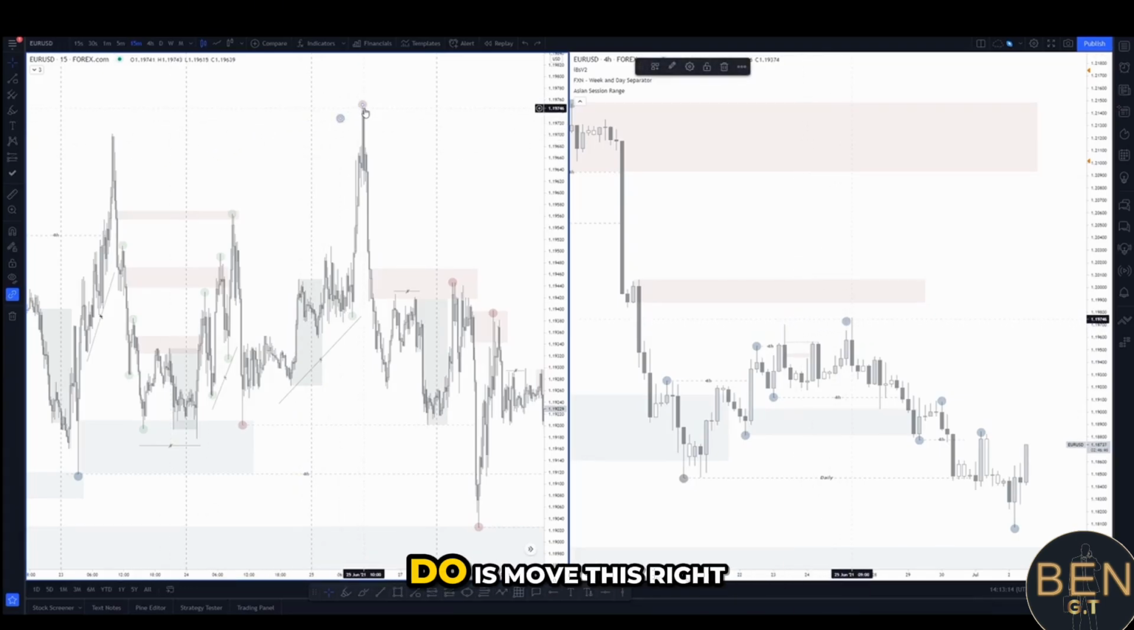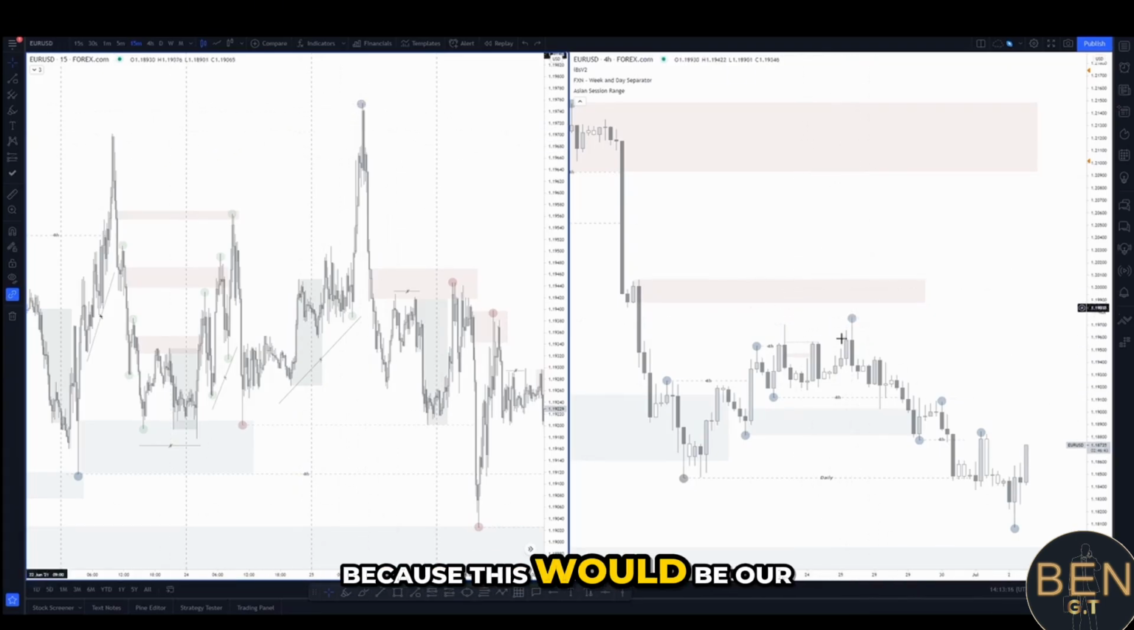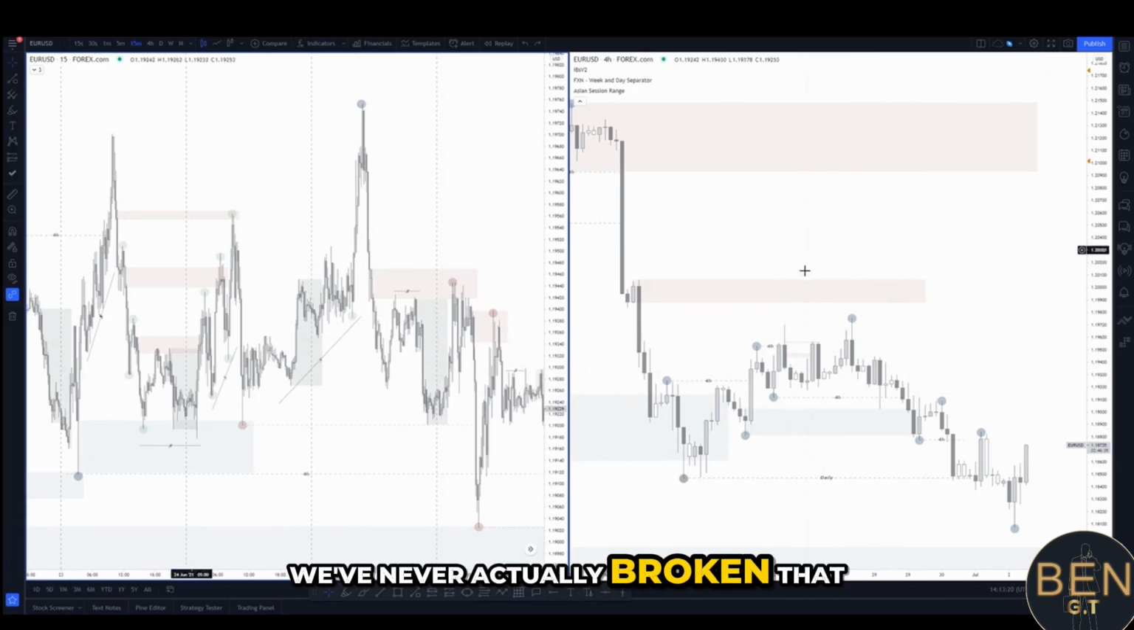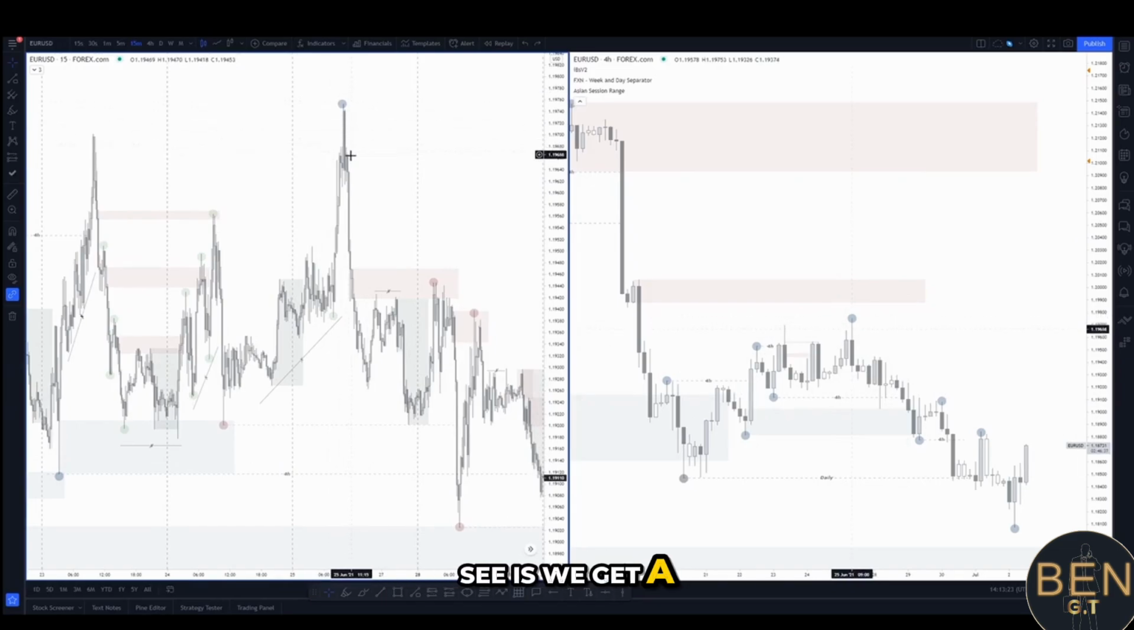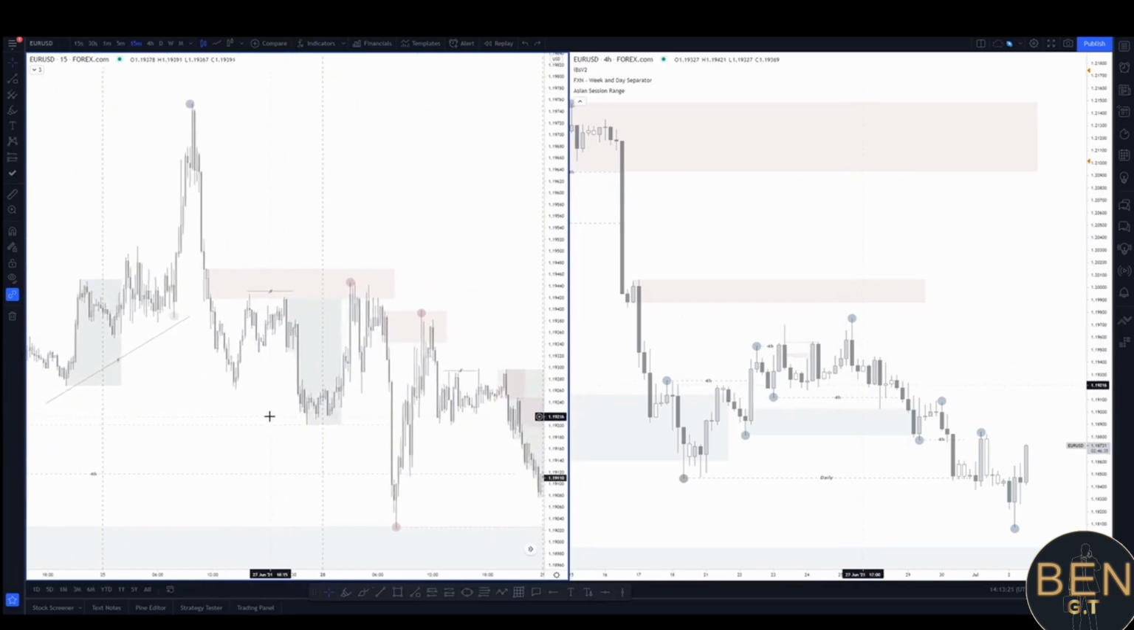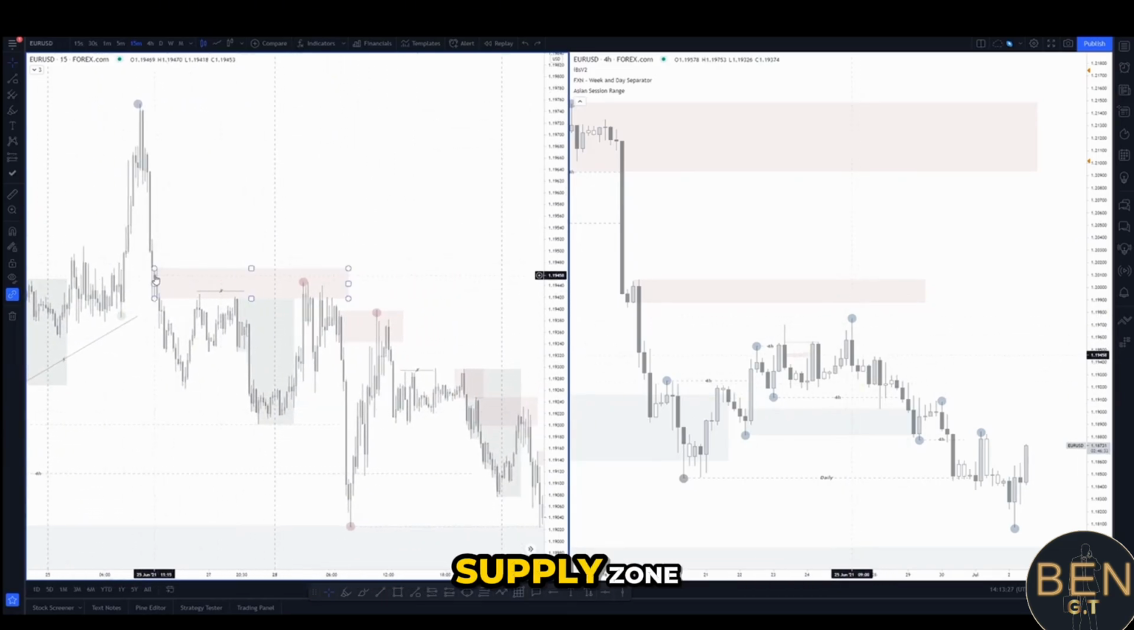And what actually we can do is move this right there, because this would be our highest point within the trend. But we've never actually broken that bit of structure. And then what we can see is we get a violent sell-off. Price continues on. We create a supply zone.